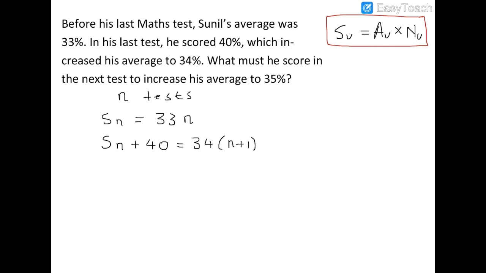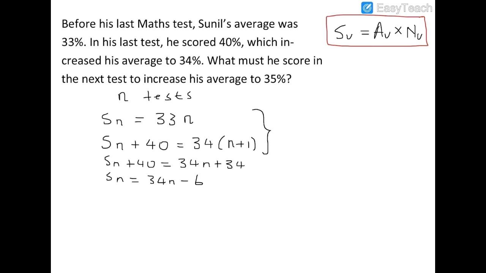Okay, so now if we look at these two, we have two unknowns and two equations, meaning we can solve for n and the sum of the first n tests. Let's simplify the second equation further. We will get Sn plus 40 equals, distributing the 34, 34n plus 34, and Sn can now be equal to 34n plus 34 minus 40, which is minus 6.